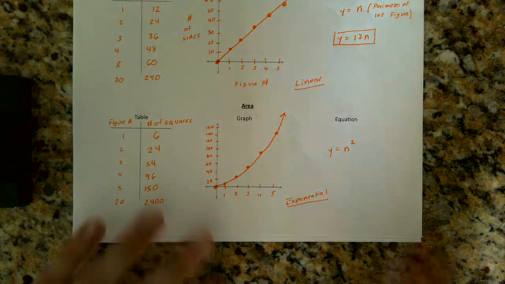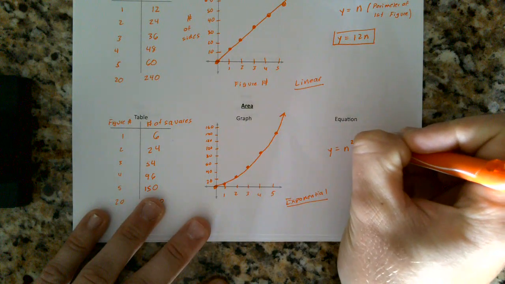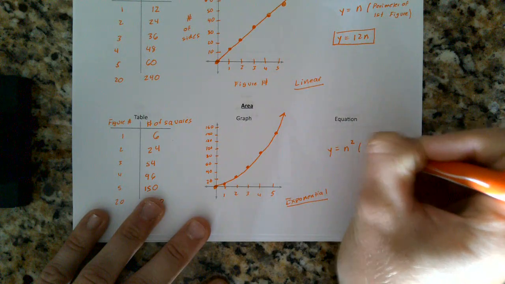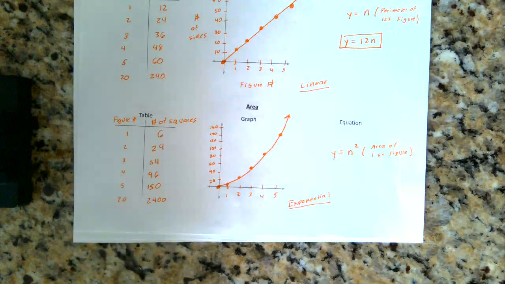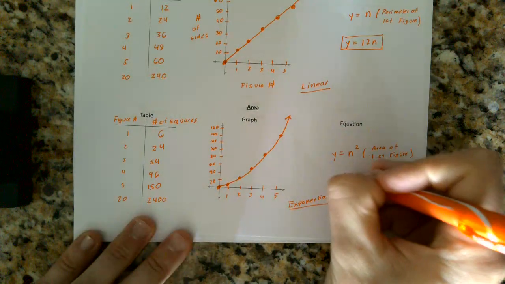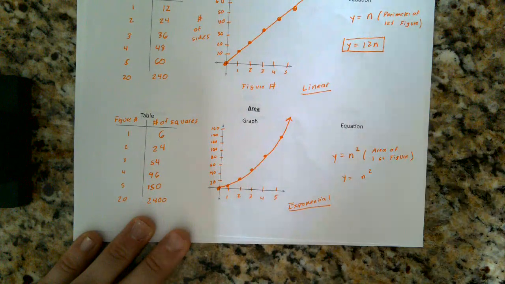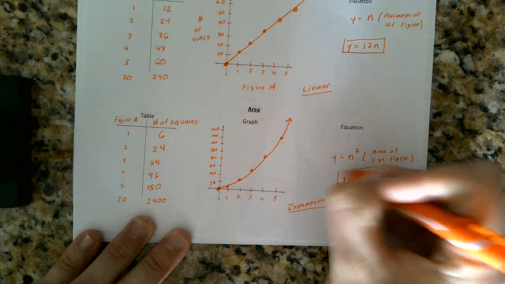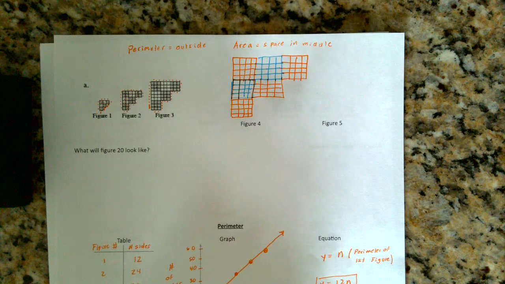With that in mind, we also have to multiply by the area of the first figure, the number of blocks there, because that's our starting, our initial value. So in other words, y is equal to n squared, and each one of them, since there are 6 in the first tile, is multiplied by 6. And this works for any tile pattern whatsoever. So as you can see, these all work the same way.